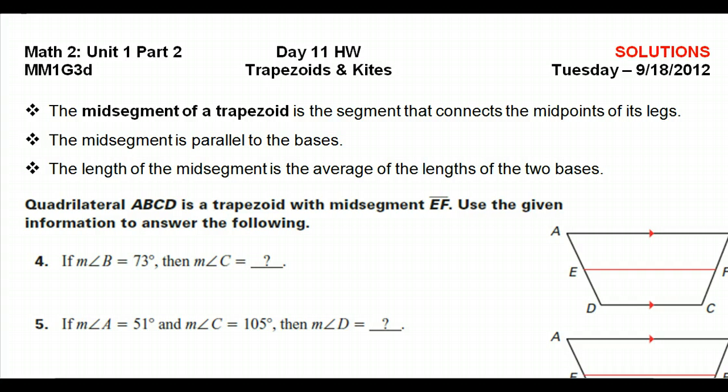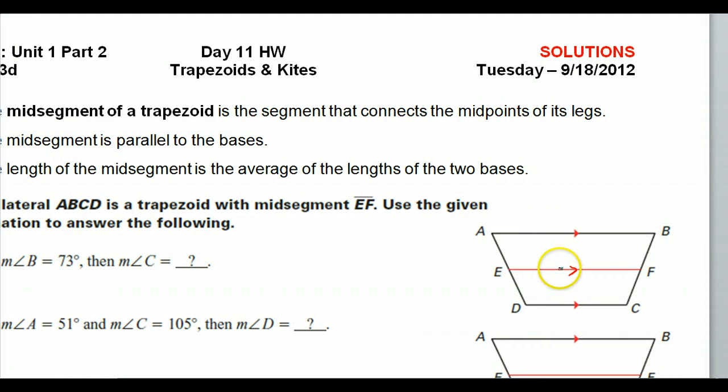Turns out that the mid-segment is parallel to the bases. So basically all three of these lines are going to be parallel. And also the length of the mid-segment is the average of the lengths of the two bases. Average. How do we find the average of two numbers? Well, we add them up and we divide by 2.